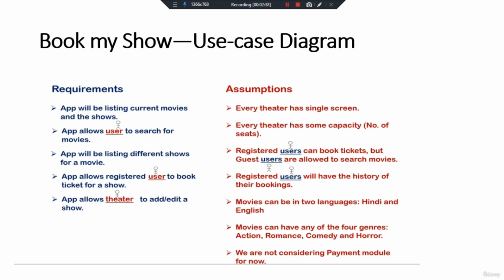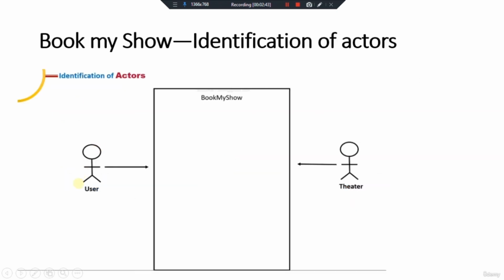So this is the use case diagram. If you take out this use case diagram, our diagram will be like this. In this, on the left side there is a user actor, and on the right side there is a theater. They have their own certain functionality, which is nothing but the use cases. Let's go to the requirement again.